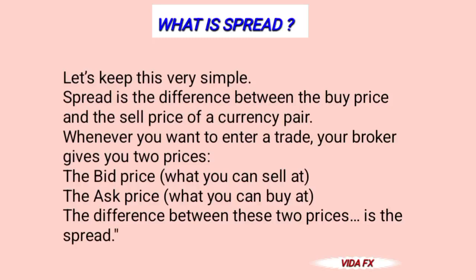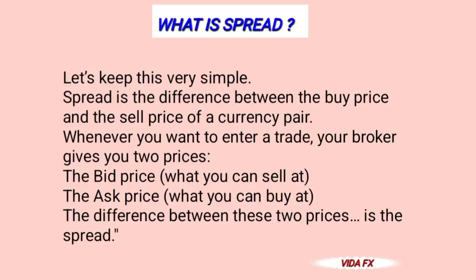Now, whenever you want to enter a trade, your broker gives you two prices. Now, when I was explaining our first video on Forex 101, I told you what a broker is. I told you that your broker is like the middleman between you and the financial market, because you're not going to go to the bank to tell them to give you Euro USD. You're going to use a broker. They are a brokerage firm. That is what you use to buy this instrument, right?